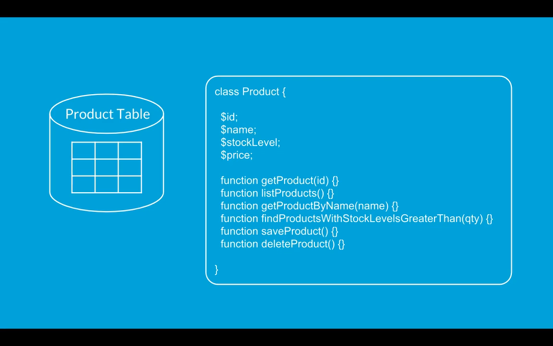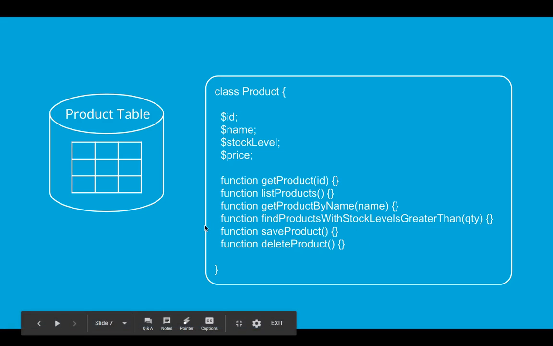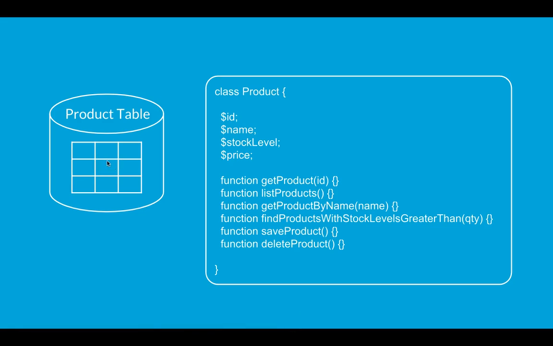Object relational mapping is a design pattern which shows us how to map the tables, which is how data is stored in a relational database, through to the objects, which is how data is stored in memory in object-oriented programming languages. So these columns of the relational database map through to these properties of the product class.